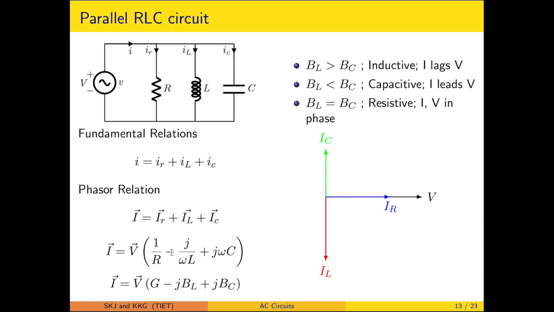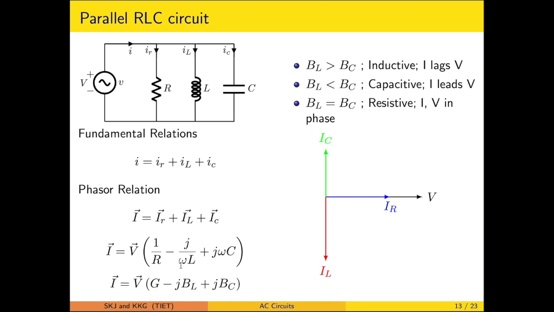Corresponding to the inductor, it will be V upon j omega L. As j square is equal to minus 1, it is giving rise to this negative sign. Similarly, for the capacitor, the current value will be j omega C multiplied by the voltage.